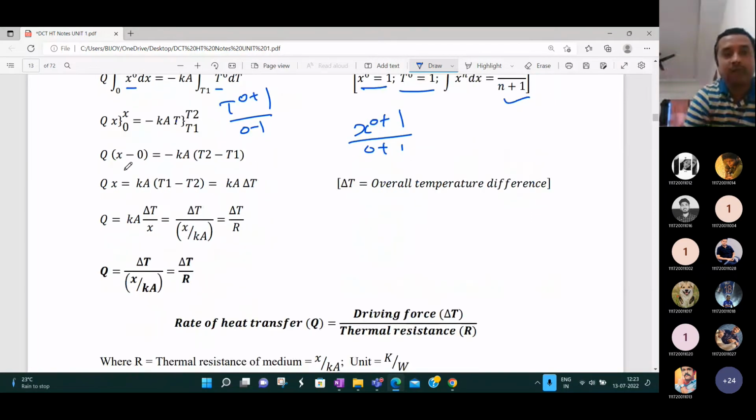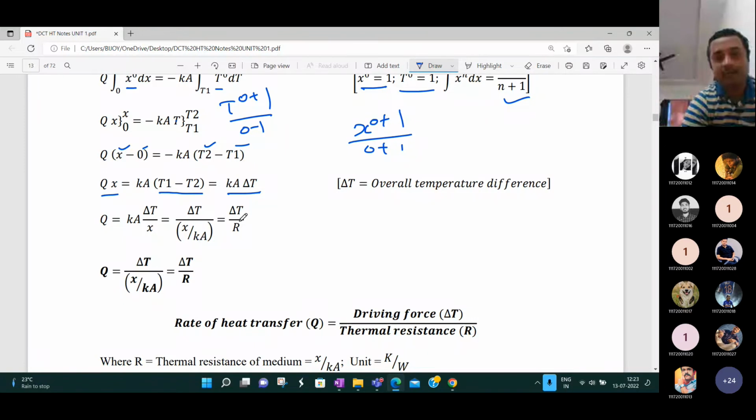So now what we have to do? We have to replace the variable with the limits. So here will be x minus 0. Here will be t2 minus t1. So you can write q into x. If a minus sign will be there, t2 minus t1 will be t1 minus t2. Ka delta t. Then we reach q is equal to Ka delta t by delta x.